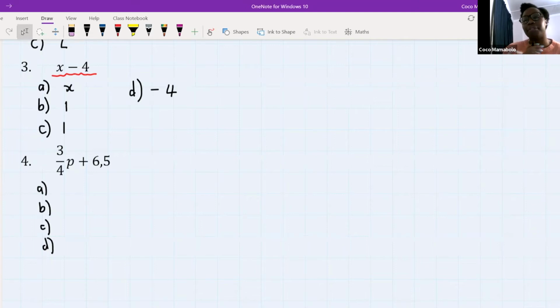What is my variable? P. Oh, excellent. Well done. And then what is my coefficient of P? I know this one is a bit difficult and I put it in here on purpose. Remember, coefficient is always the number sitting in front of my variable. What number is sitting in front of my variable here, Maureen? 3/4. Exactly. And that is exactly what my coefficient is, 3/4.